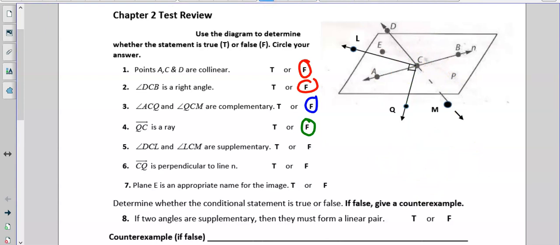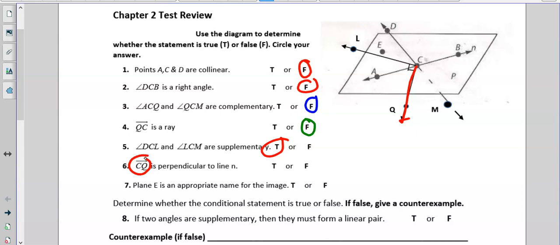DCL, so let's find it first, DCL, and LCM are supplementary. This one is true because they form a straight line, well, if I could draw one, right there, meaning they are supplementary. Whoops, got in the habit of saying false. It's true, finally.